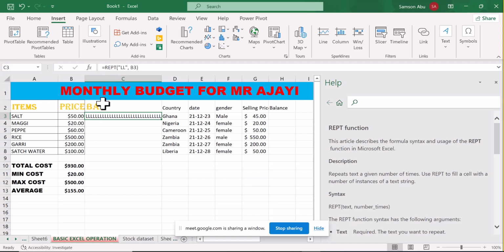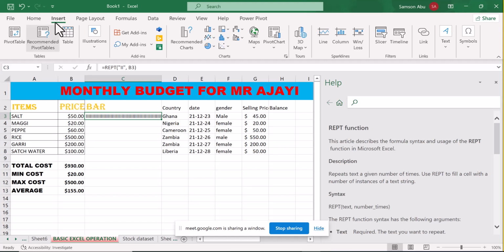I'm using LL, letter L. You can use II if you want to. Have you typed it? Yes, I've typed LL. Okay, comma. It has given you LL all through, right? Yes, LL throughout.